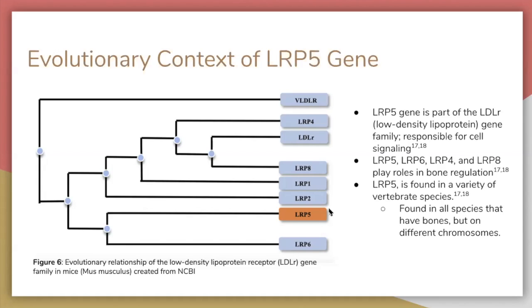And the LRP5 gene is found in all varieties of vertebrate species. So basically it's found in any species that has bones, but because different species have different numbers of chromosomes, it is found on different chromosomes than it is in humans. So it's not always reliably in that same spot, but they all have the same gene.